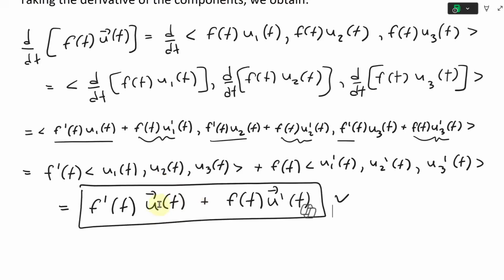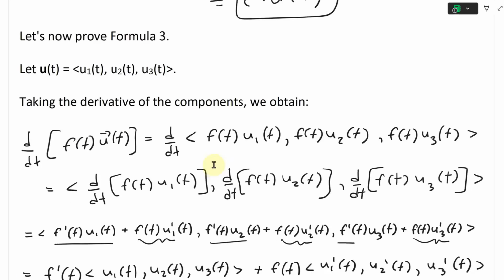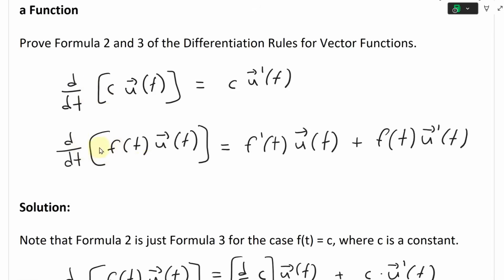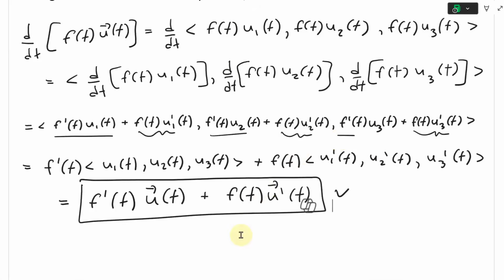And again, this is exactly what we had. This also proves formula 2, because that's based on formula 3. So there it is, and there's formula 3 right here. For f of t and the vector function u of t, the derivative is f prime of t times the vector function u of t, plus f of t times the derivative of the vector function u. So yes, epic stuff there.